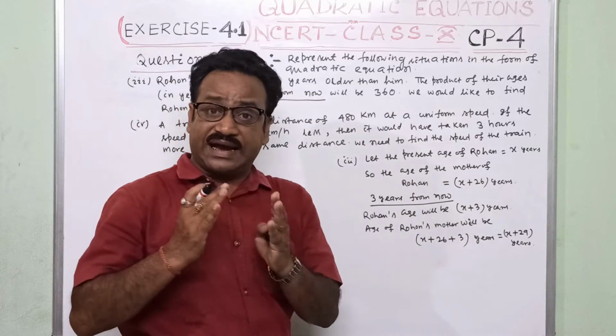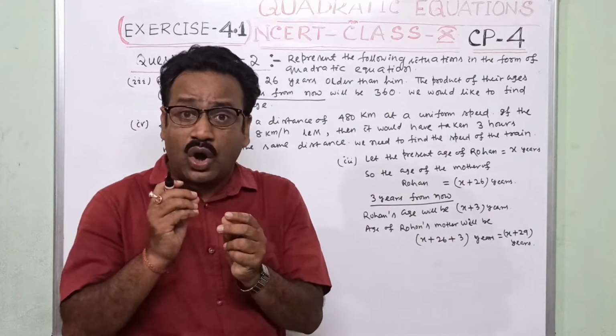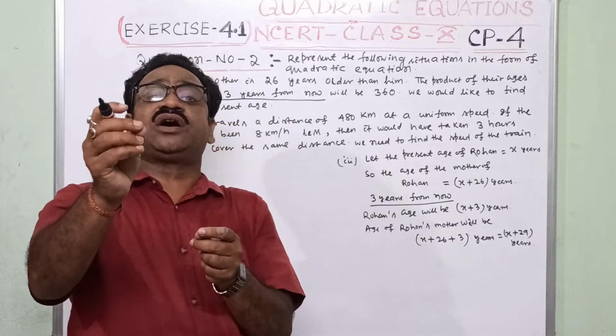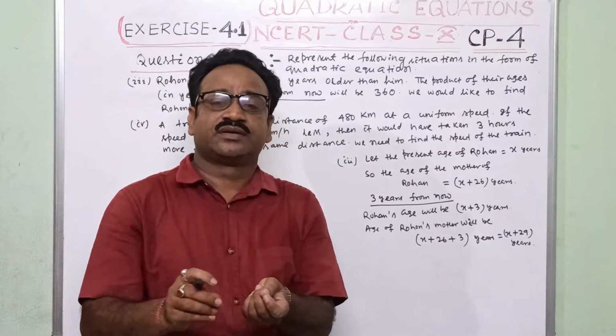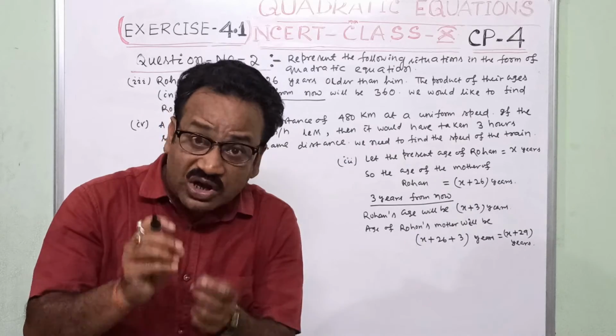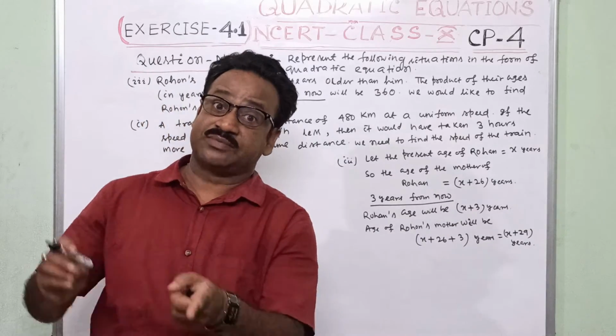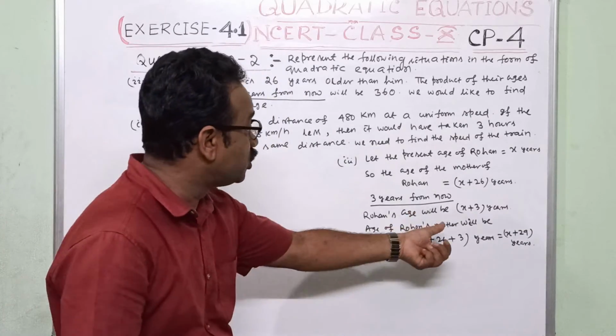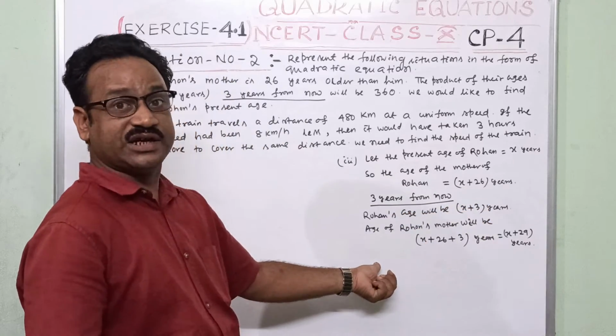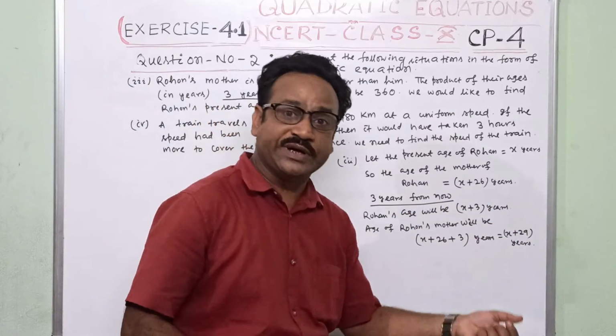So when Rohan's age increases by 3 years, at the same time his mother's age also increases by 3 years. So Rohan will be x plus 3 and his mother will be x plus 29 now.